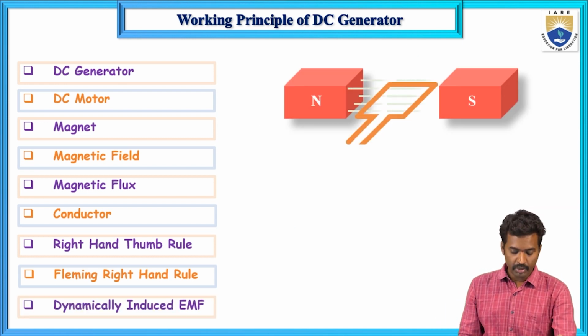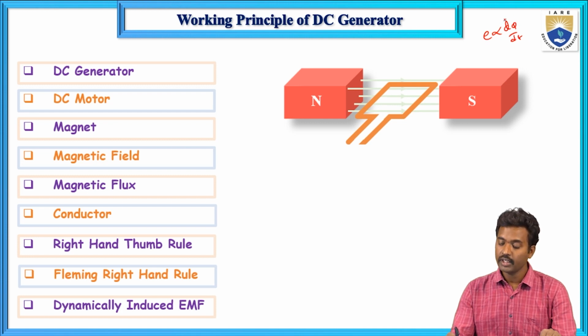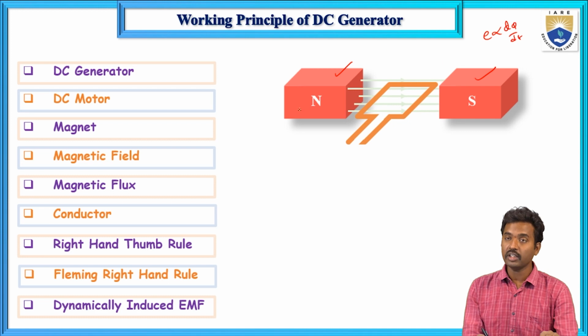Next, induced EMF. Induced EMFs are of two types: statically induced EMF and dynamically induced EMF. Dynamically induced EMF involves a moving conductor. According to Faraday's law, E is directly proportional to d phi by dt, so to get induced EMF there must be a rate of change of flux. The rate of change of flux can be obtained in two ways: either the magnetic field is stationary and the conductor is rotating, or the conductor is stationary and the magnetic field is rotated.